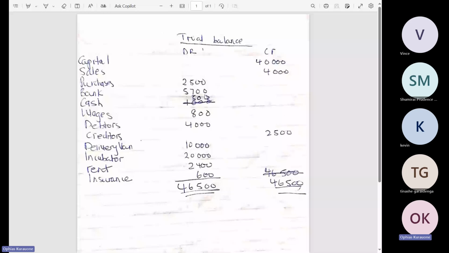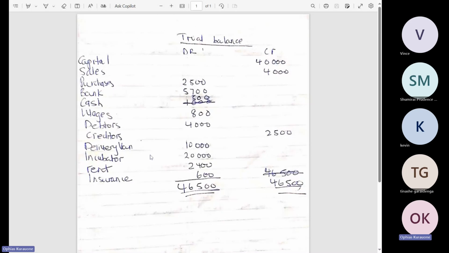liabilities, when we purchased our goods, we did not pay using cash. It's our creditor here, right? Ivan. Then delivery van 10,000. It's an asset, supposed to be recorded on the debit side. Then the incubator again is an asset. It should be recorded on the debit side. Then the rent 2,400. It's received. Then the insurance 6,000. Then you add these ones.